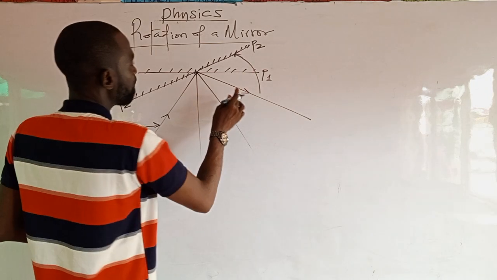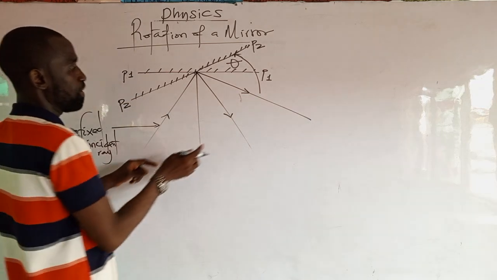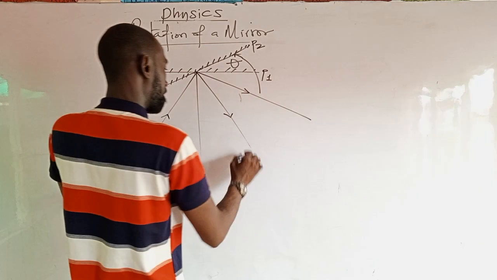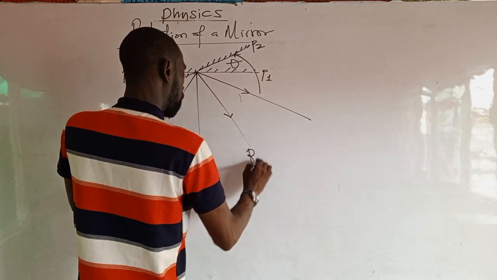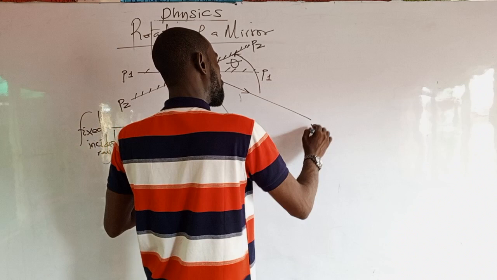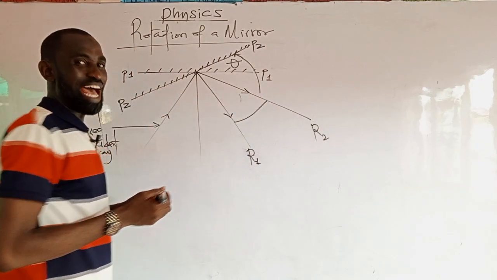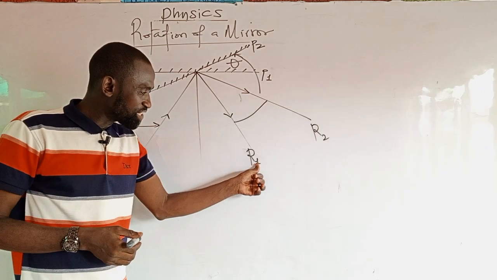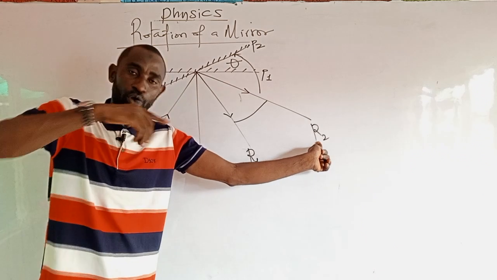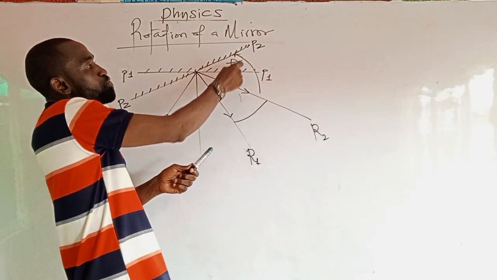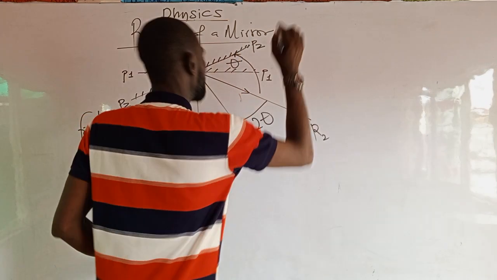So when the mirror is rotated through theta, from here to here is theta. Then this is the first reflected ray, let's say R1, and this is reflected ray 2. So an angle will form there. The angle formed between the first reflected ray and the second reflected ray, based on rotation of the mirror, will be twice the angle of rotation of the mirror, so 2 times theta, which is 2 theta.